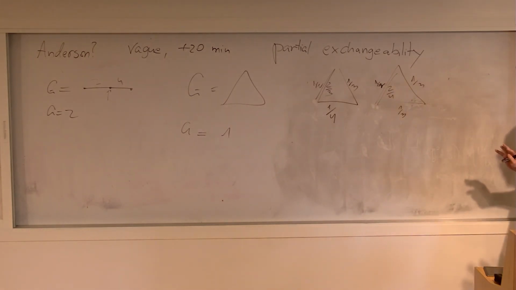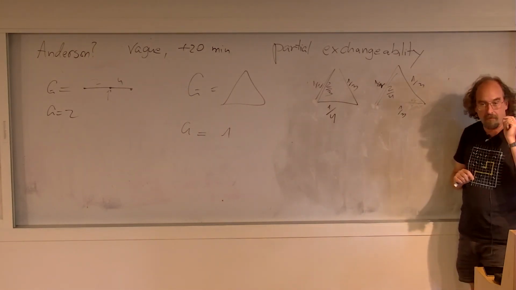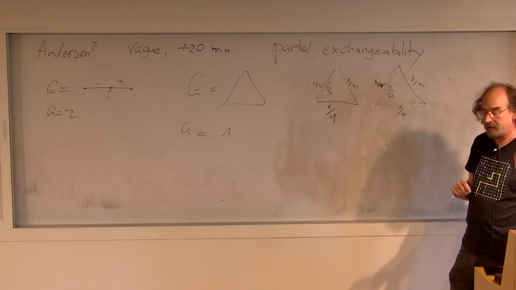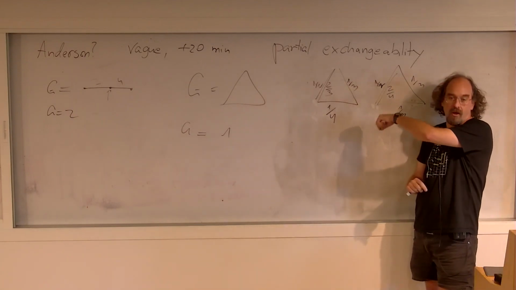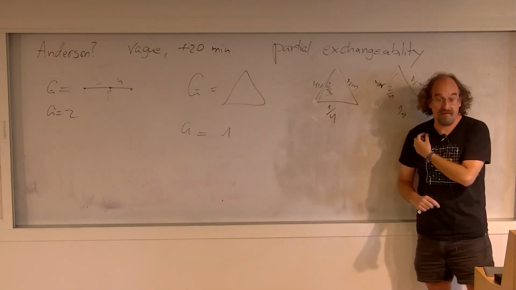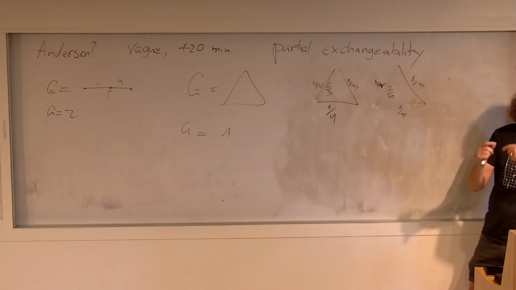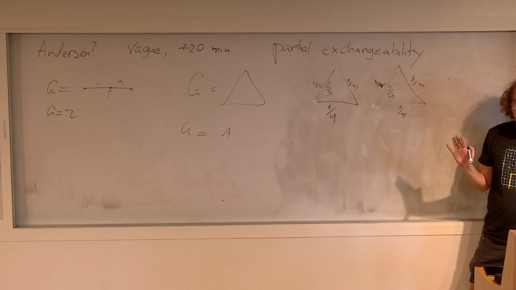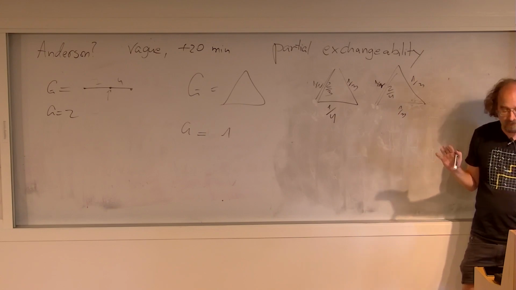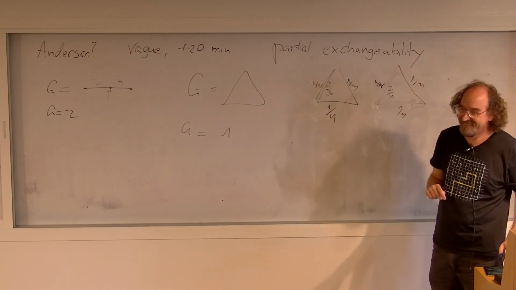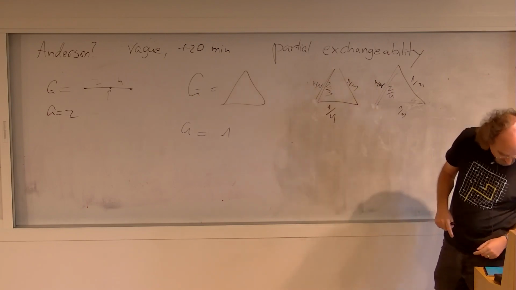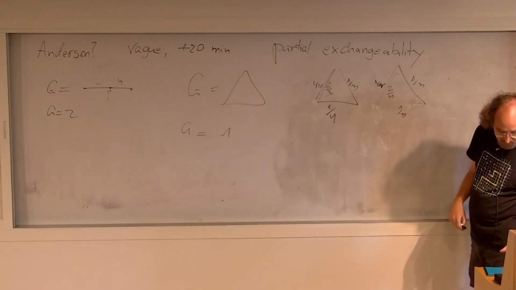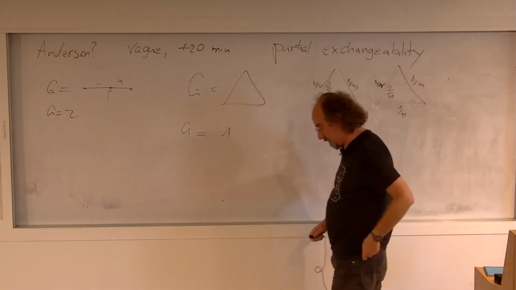So that's partial exchangeability. Again, the probability to traverse a path depends on how many times you went through every edge, but not on the order in which you did it. Questions about partial exchangeability? The conclusions are even more amazing. So what can we conclude from this partial exchangeability?